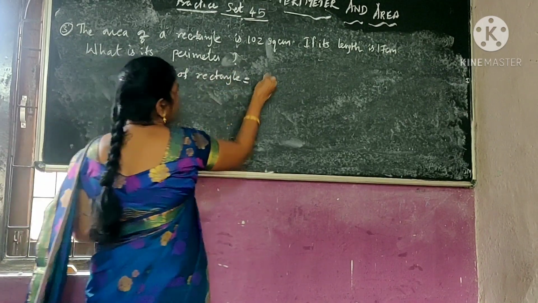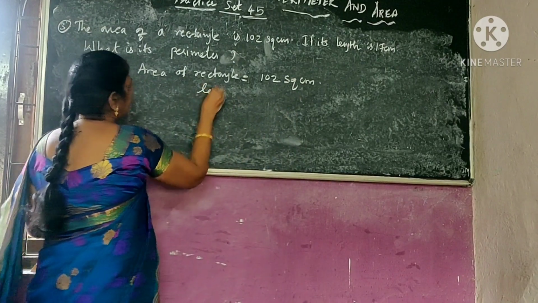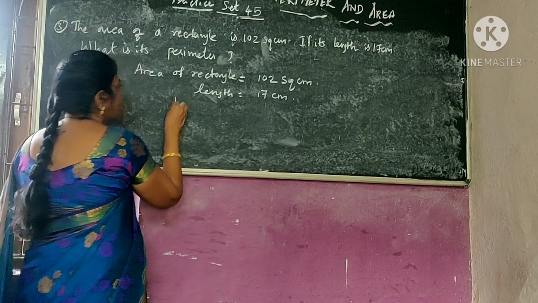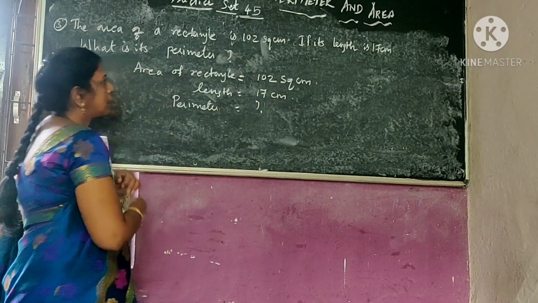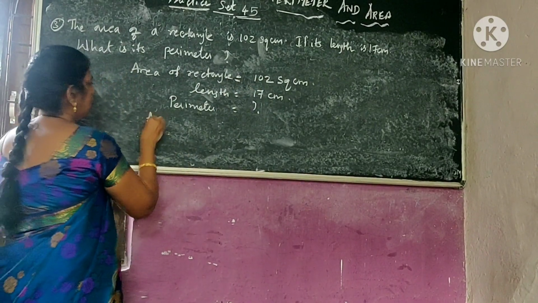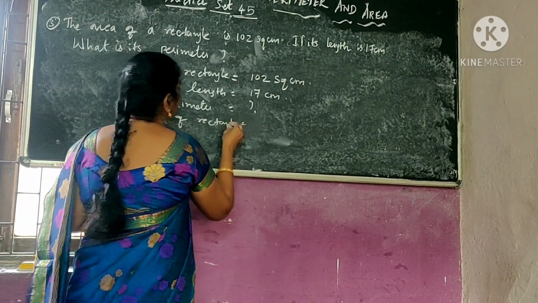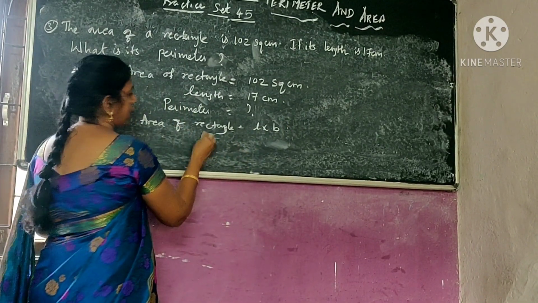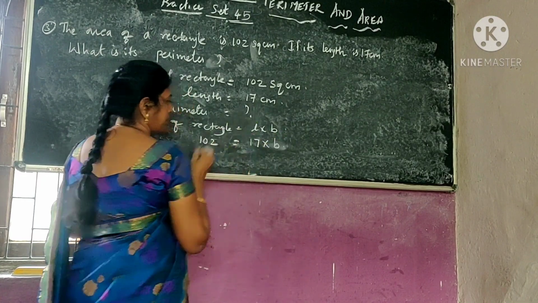Area of a rectangle is 102 square centimeter. Length is given, 17 centimeter. You want to find the perimeter of the rectangle. So first, as area is given, we will use the area of a rectangle formula. Area of rectangle is length into breadth. What is the area? 102. Length is 17 into breadth.